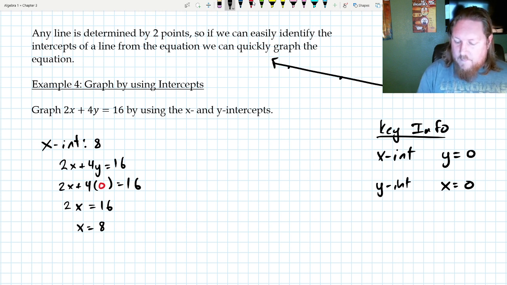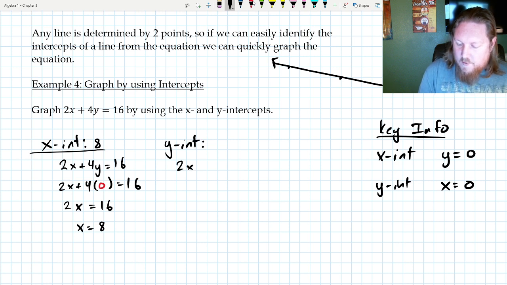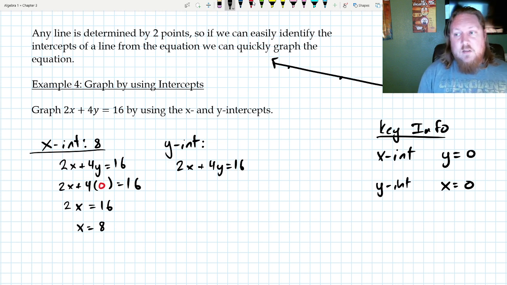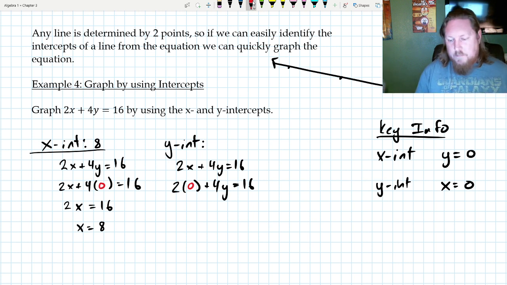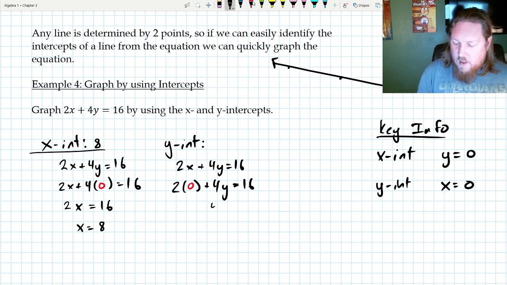Now I do the same thing for the y-intercept, except this time, with the equation 2x plus 4y equals 16, I'm looking for the y-intercept, so I'm going to make the x 0. Now 2 times 0 is 0. I get to just ignore that part of the equation, and I'm left with 4y equals 16. Divide both sides by 4, and you get y equals 4. So my y-intercept is 4.